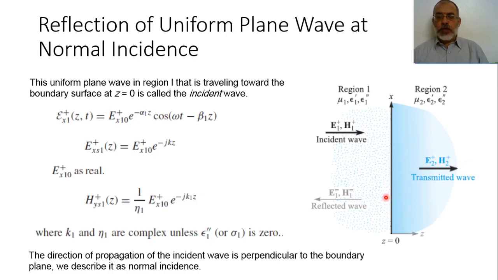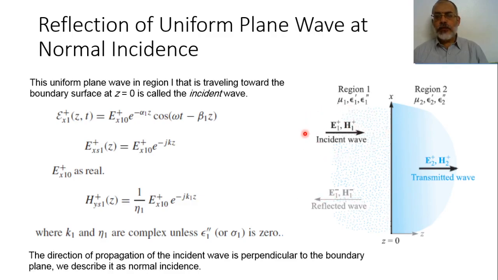For the case of the reflected wave, the situation would be different because the reflected wave would be propagating in the negative z direction. So assuming that the electric field of the reflected wave is E1 minus in the positive x direction, in this case, the magnetic field H1 minus should be in the negative y direction, such that E cross H would be in the negative z direction. So it would be opposite to the incident wave.